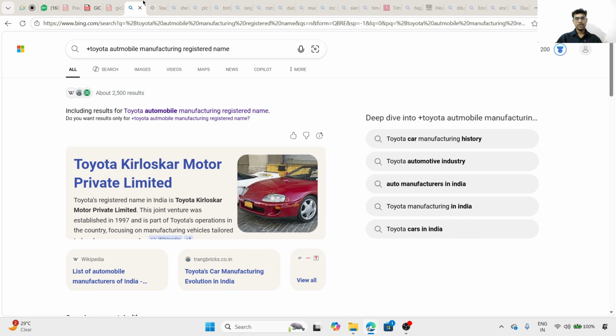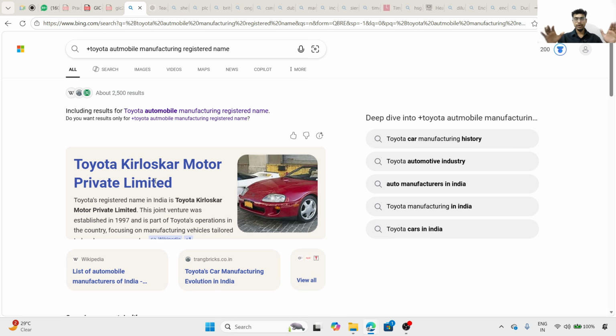Now here you can see I had written over here Toyota Automobile Manufacturing registered name. You can put this in the search option, registered name. So the proper name came. This company is always known as Toyota, but the actual registered name is Toyota Kirloskar Motor Private Limited. So this is their actual registered name.